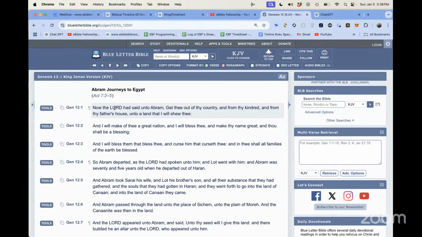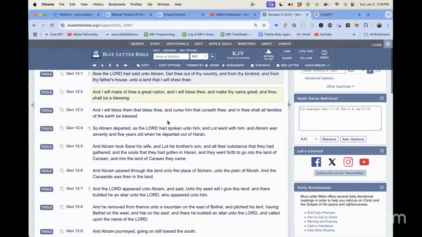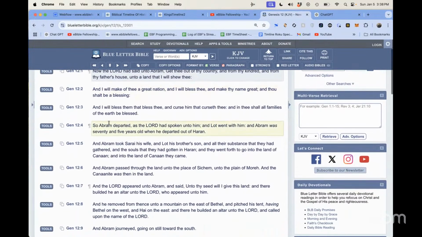So it says, "And now Jehovah had said unto Abraham, Get thee out of thy country and from thy kindred and from thy father's house unto a land that I will show thee. And I will make of thee a great nation. I will bless thee and make thy name great, and thou shalt be a blessing." And it says here, "So Abraham departed as Jehovah had spoken unto him, and Lot went with him. And Abraham was 75 years old when he departed out of Haran."